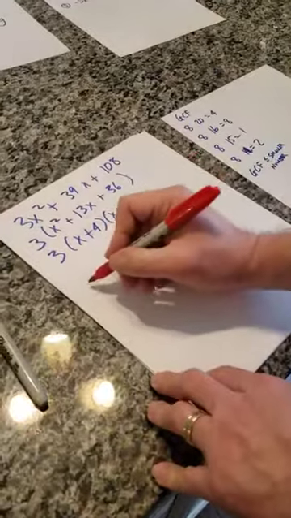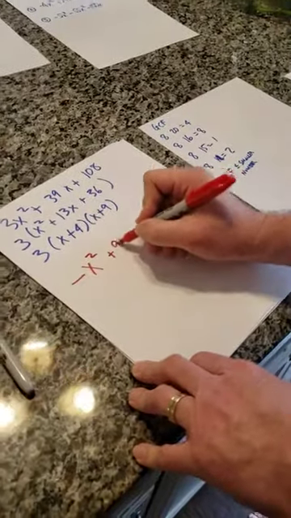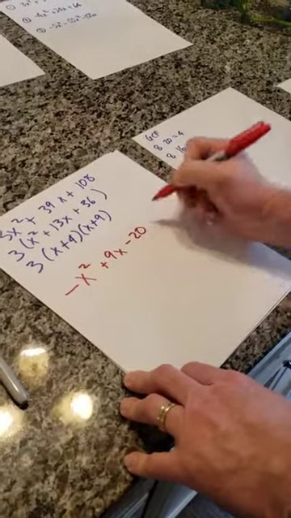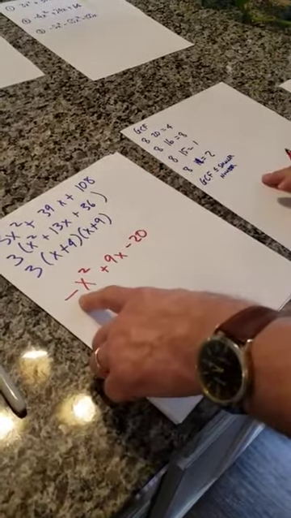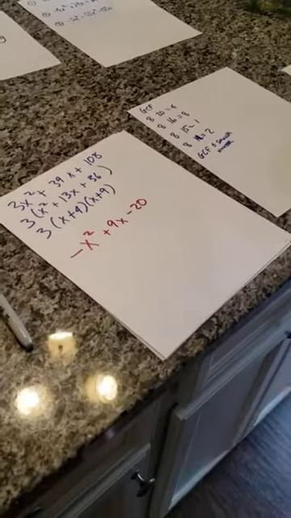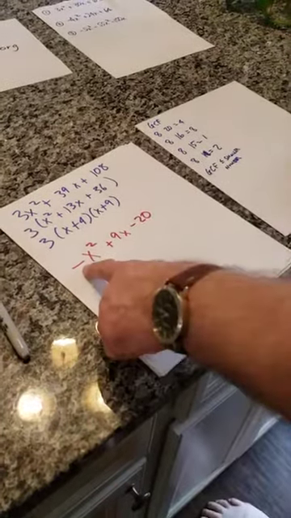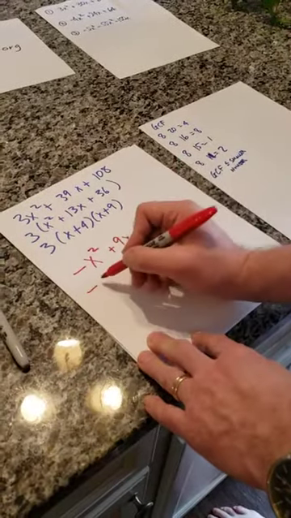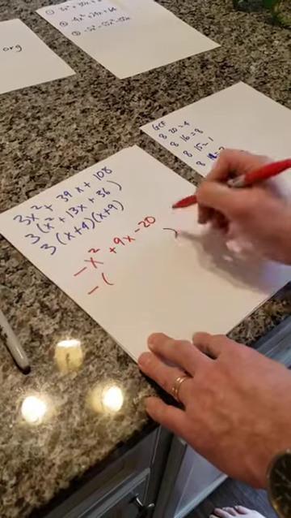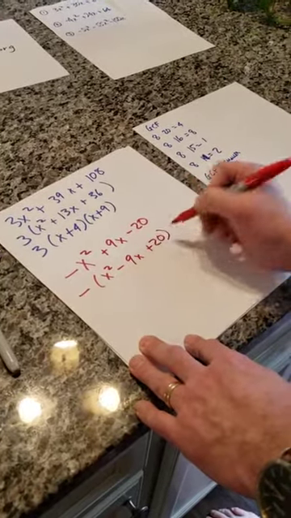In our next one, we're going to take negative x squared plus 9x minus 20. Well, if there's a negative sign there, we know from factoring it's going to be much easier if x squared is positive. So what we want to do is factor out that negative. This is like multiplying the whole thing by -1, so we're going to divide everything by -1. And we're going to get x squared minus 9x plus 20.